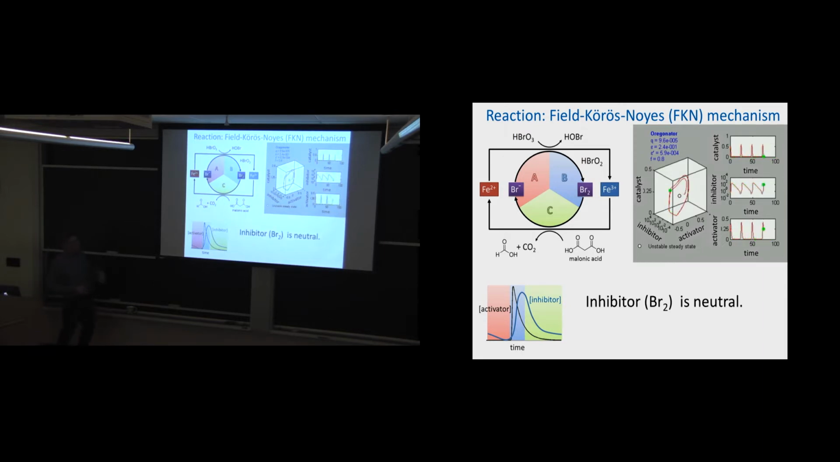And for the purposes of this talk, we're going to use materials that exploit these physical properties. The inhibitor is a neutral molecule, bromine, and has a low dielectric constant, while the activator, bromous acid, is charged and has a high dielectric constant. And we're going to exploit these physical properties of the inhibitor and activator in order to make semi-permeable membranes that let one species go but not the other.